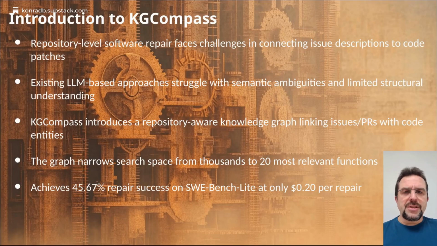KG Compass addresses a key challenge in automated software repair, connecting natural language bug descriptions to actual code that needs fixing. Current approaches using large language models struggle because they can't effectively understand the relationships between different parts of a repository. The proposed solution combines a knowledge graph with LLMs, reducing the search space by 99% while achieving state-of-the-art results at a fraction of the cost of competing approaches.